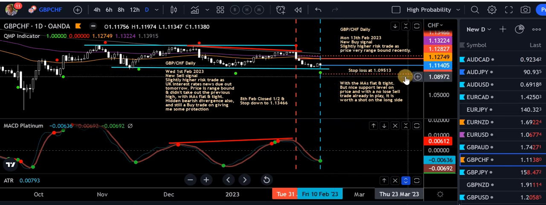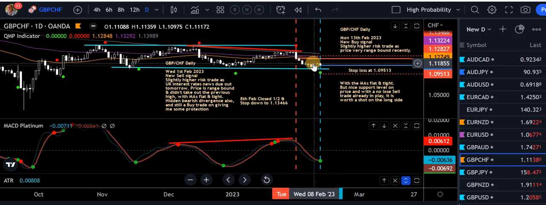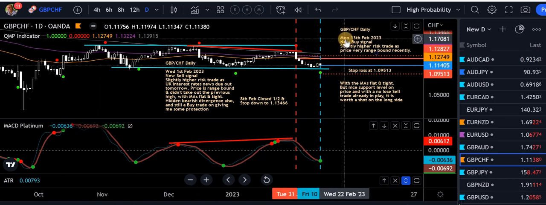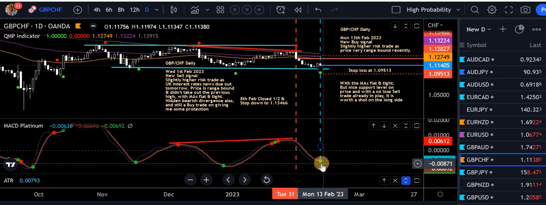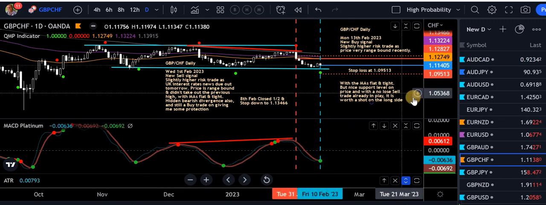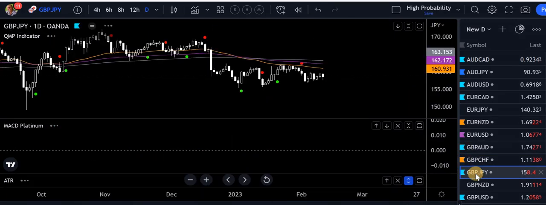Stop will be at 109.513 or thereabouts. So there's your stop level below these lows there. So that's your new buy trade on Monday. Here it is there. MACD Platinum's below the 0 level. There's no divergence, but you've got a big support level there, which is good. Pound yen.